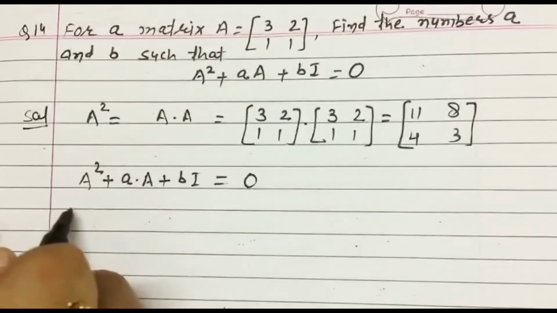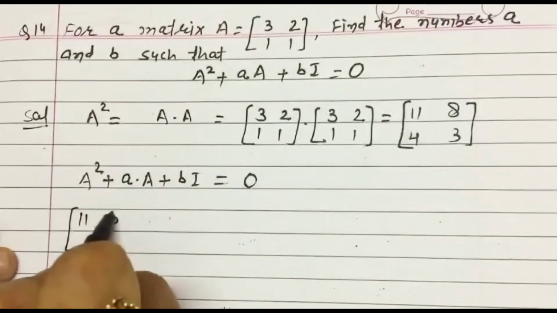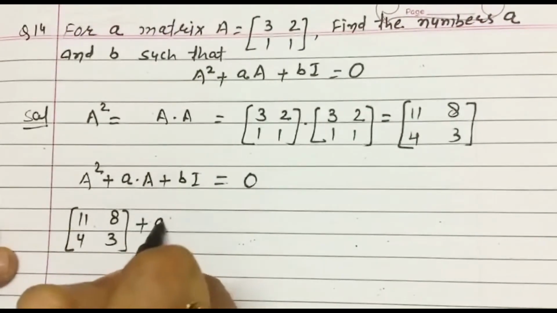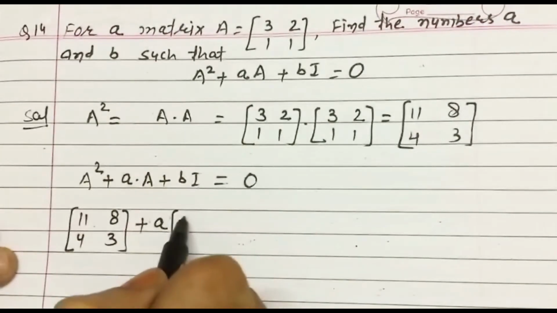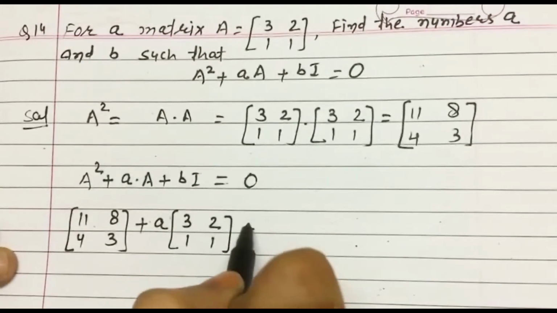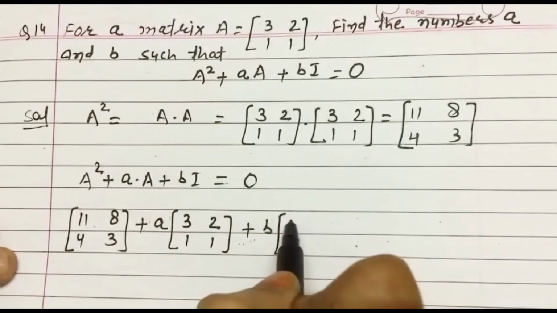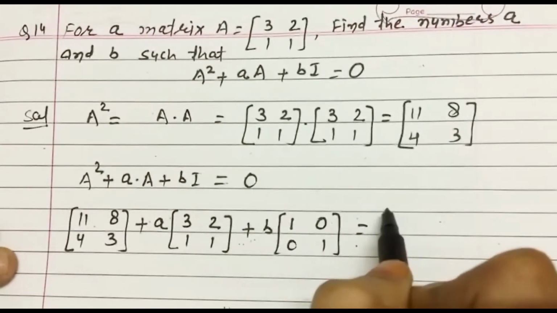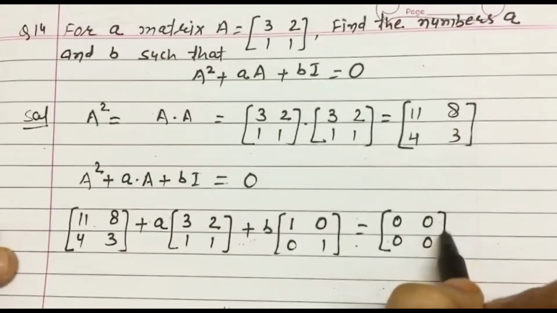Okay, so write the values here. In place of A square, 11 8 4 and 3, then plus 8 times A, and now A is the matrix 3 2 1 1, plus B times the identity matrix, which is 1 0 0 1, and it equals the zero matrix 0 0 0 and 0.